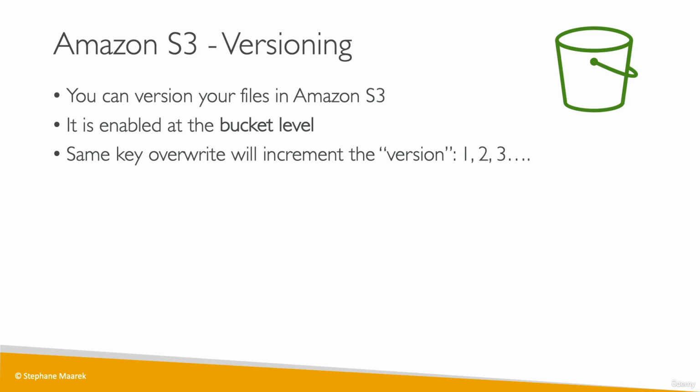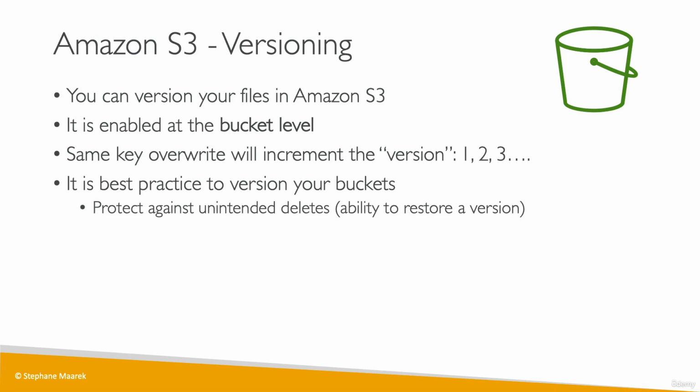Actually, it will create a new version of that file. So instead of overriding the file that already exists, it will create a new file version, and I'm simplifying it here, but it will be version 1, then version 2, then version 3, etc. So it is best practice to version your buckets in Amazon S3 in order to be able to have all the file versions for a while, because you can get protected against unintended deletes because you're able to restore a previous version. And also you can easily roll back to any previous versions you wanted.